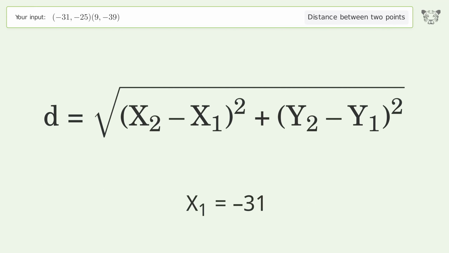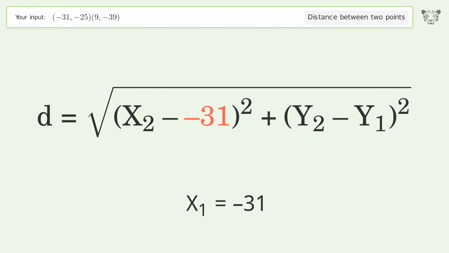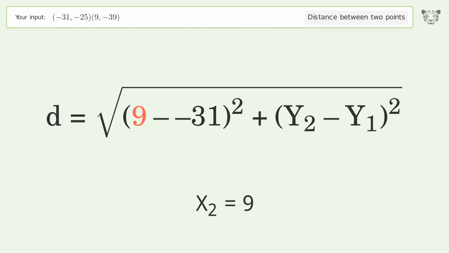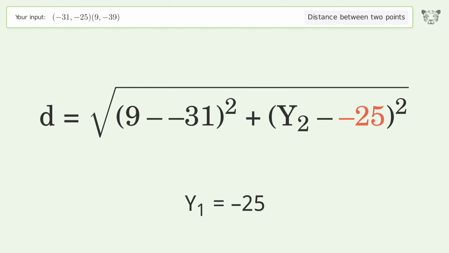x1 equals -31. x2 equals 9. y1 equals -25. y2 equals -39.